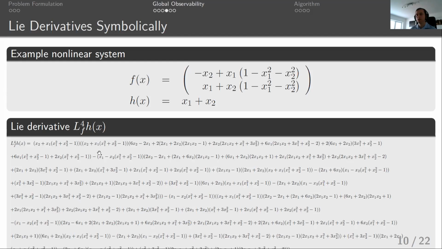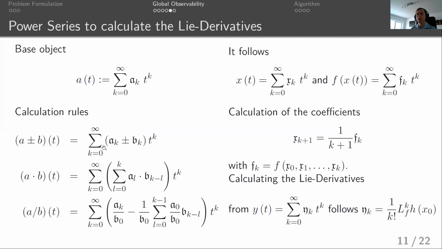To still use the Lie derivatives, we need a different way to compute them. And the way is by using the power series. There we have this base object in this form, and this comes with some calculation rules. For example, for the multiplication, we use the Cauchy product. Now we can define, for example, x according to this base object, so that it depends on some coefficients xk, and also f we can construct in this way, with the coefficients fk.